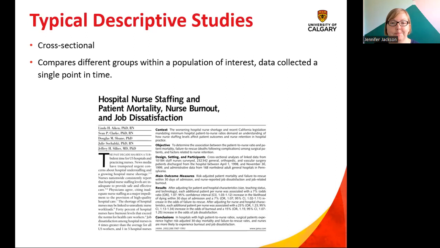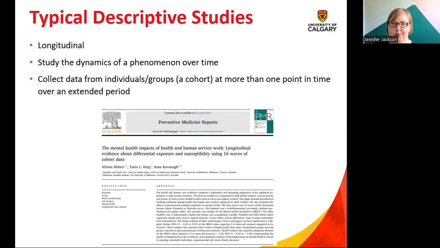So in cross-sectional studies, I'll also add, thinking back to our prior discussion, you can have nominal, ordinal, or ratio levels of measurement. So cross-sectional design is nice because you can have different levels of measurement included. The other main type of descriptive designs is longitudinal.